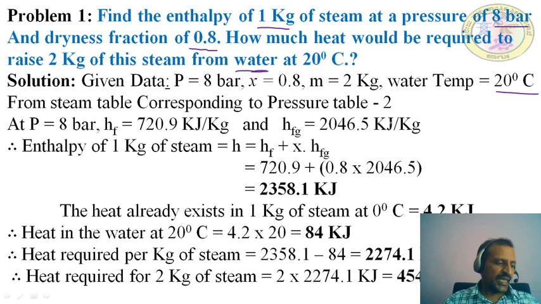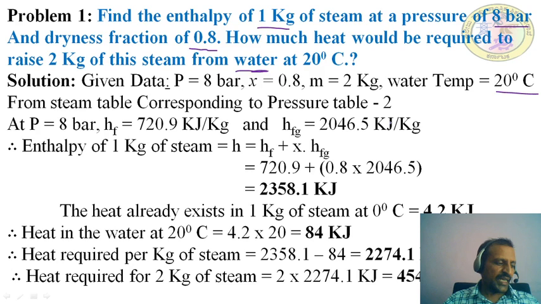Per kg this is 2358.1. We have already found it just now. Minus 84. Why are you subtracting this 84? Because already the water is at 20 degrees Celsius. You can subtract this. So you will get 2274.1 kilojoules. This much heat is required to generate the wet steam with a dryness fraction of 0.8.